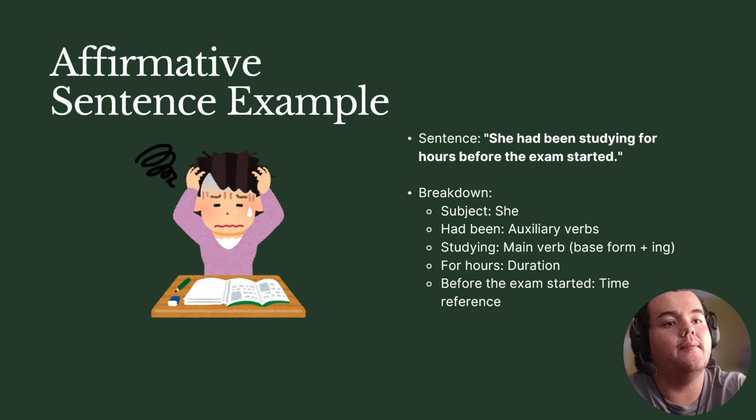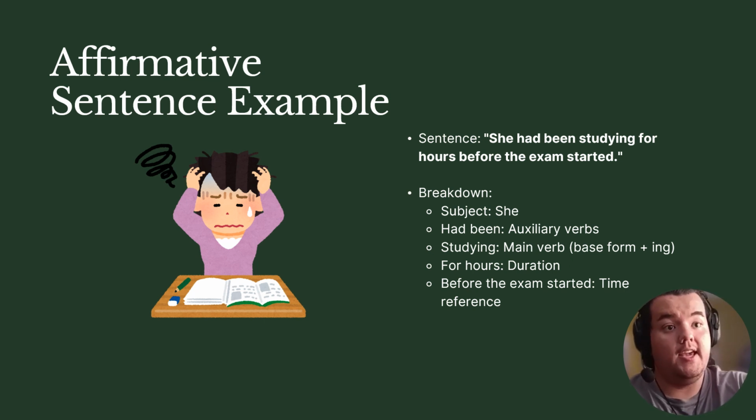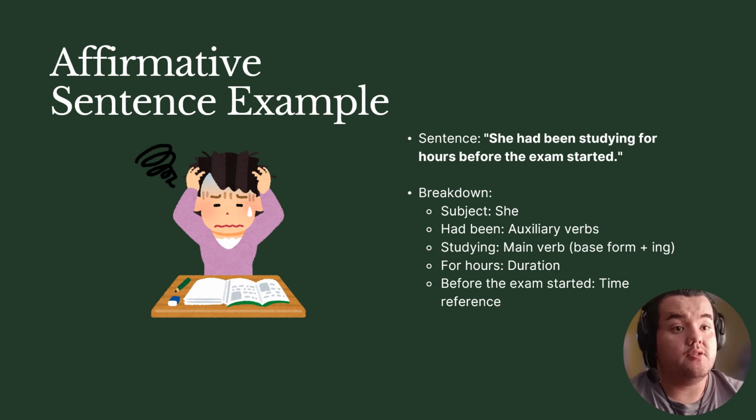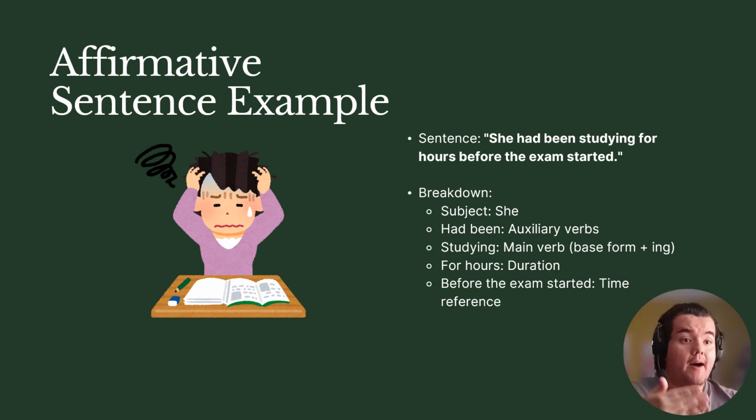So we got here our subject. The subject is going to be she. The auxiliary verb is going to be had been. The main verb is studying. Remember, study, ing, studying. The duration, in this case, they were studying for hours. We got before the exam started, it is a reference. This is used to be more clear about our sentence.